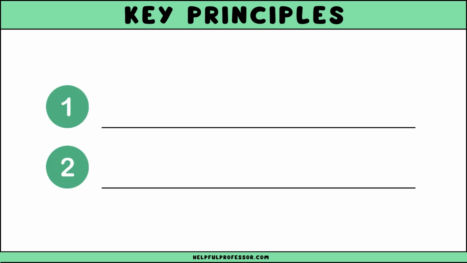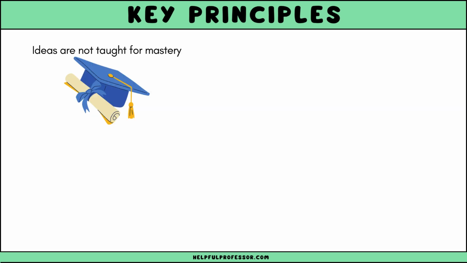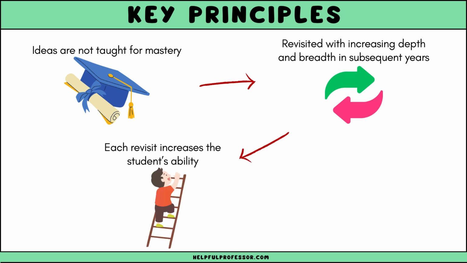The spiral curriculum operates on several key principles. Firstly, it introduces the fundamental ideas of a subject early in the school years. These ideas are not taught for mastery, but are revisited with increasing depth and breadth in subsequent years. Each revisit increases the student's ability to connect the information with more complex aspects, enabling progressive learning that is more natural and less fragmented than traditional models.